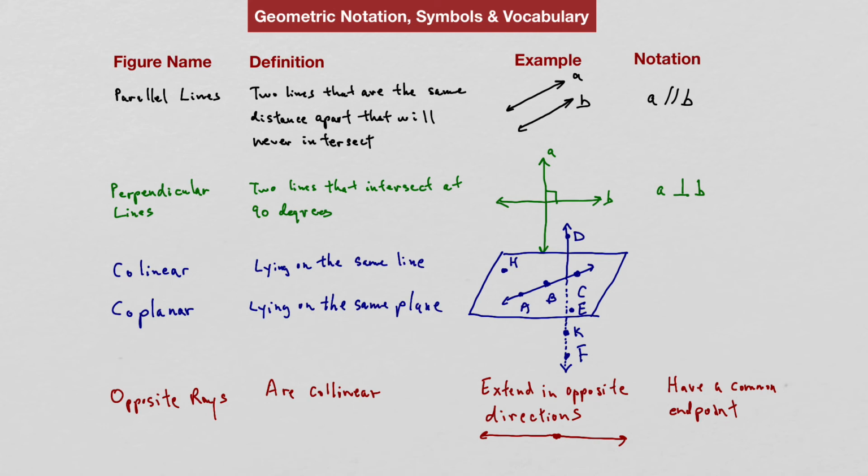And then one minor correction here. Even though we are in a math class, it's important to spell things correctly. Collinear is spelled with two L's.